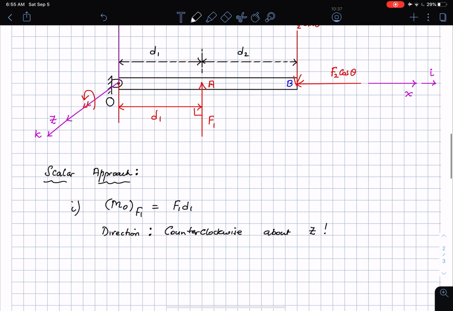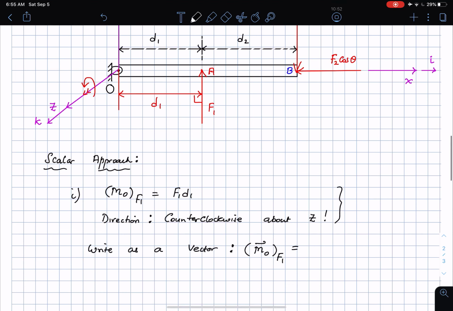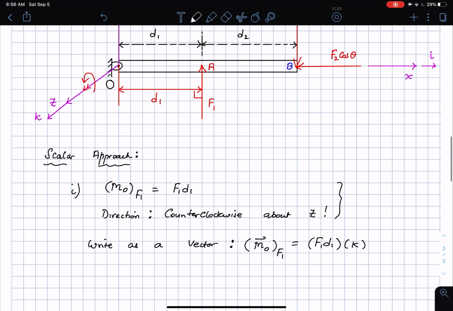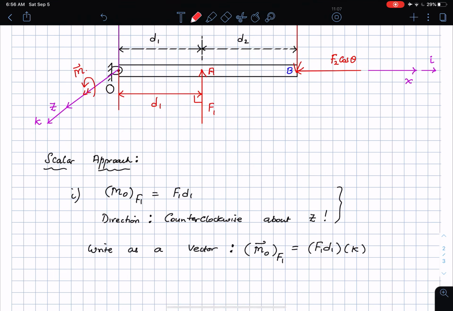About Z, which means that I can now use these two and write it as a vector. I can now say that the moment of the force F1 about the point O, as a vector, is F1 D1 times K. And so this is going to be the moment MO due to F1. I hope it is clear so far.